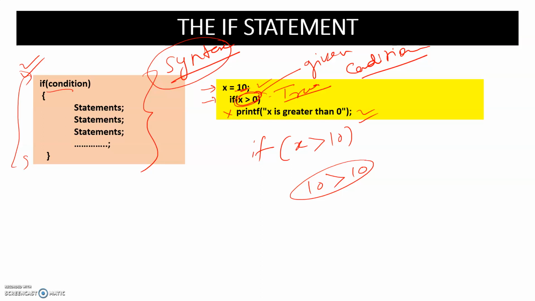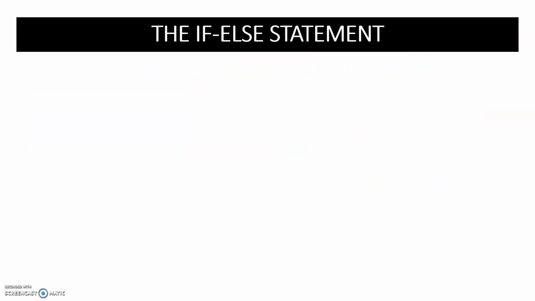So why is it called a simple if statement? Because a simple if statement deals with the true statement only. If this is true, then this will get executed. If it is false, then what will happen? It is not specified in the case of simple if statements. So in order to specify both true and false statements, we use the next decision making statement, which is known as the if and else statement.